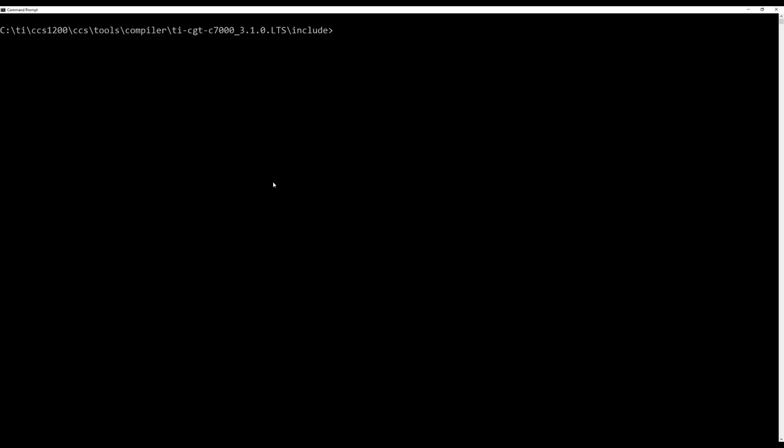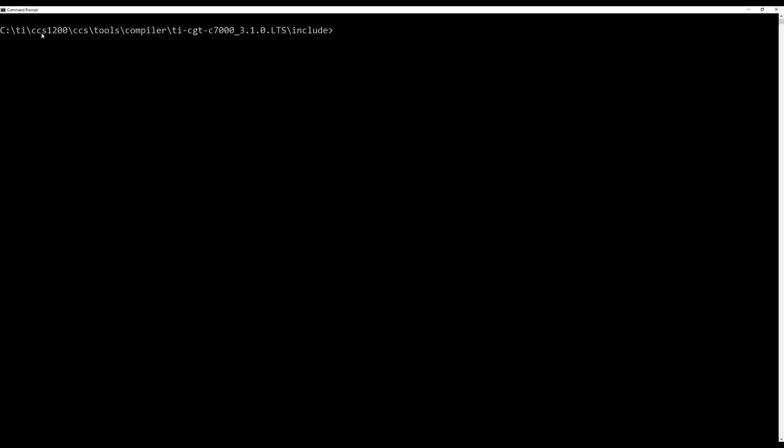The best way to understand what intrinsics are available is by inspecting the header file c7x.h. So I've opened up a command line interface. In this case, it's Windows. You might call this a DOS command line interface for those of you who know what that is. And it's opened already in the directory where the header file is located.